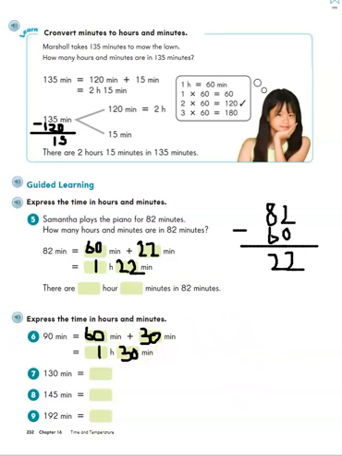Okay, let's look at number 7, 130 minutes. Let's look at our chart. Get as close as we can to 130 without going over. It's going to be 120, right, guys? So we know that that would be 2 hours right there. That's gotten us to 120. So then we just have to do 130 minus 120, which would be 10. So that means it would be 2 hours and 10 minutes.